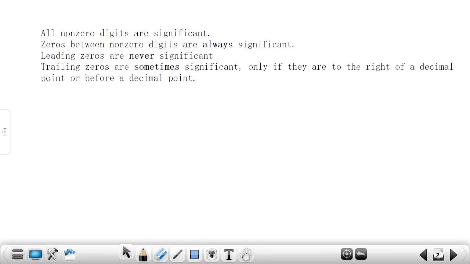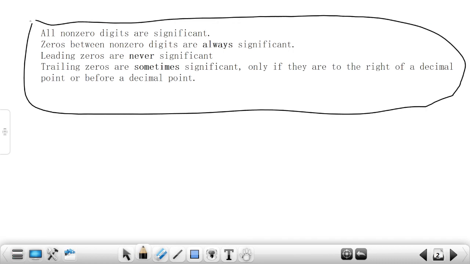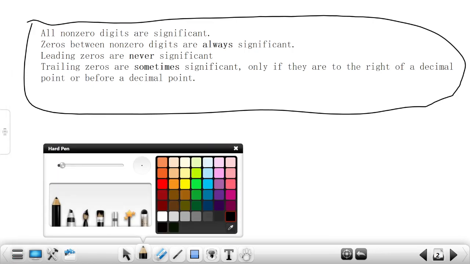So we have four main rules here. These are our four rules for determining how many significant figures there are. In part 2, lesson 3.2, sig figs part 2, we will talk about how to use sig figs in addition, subtraction, multiplication, division. So let's go ahead. Let's talk about them.